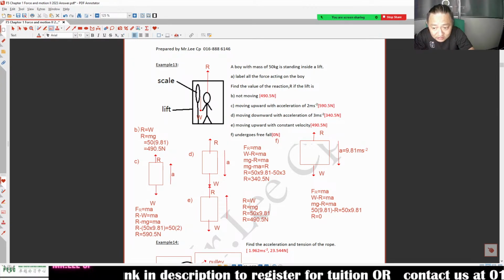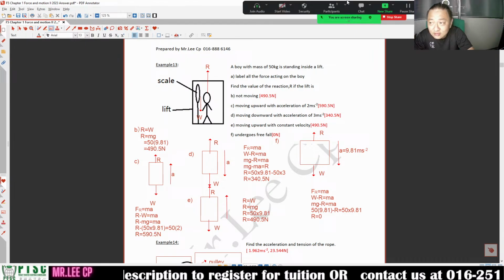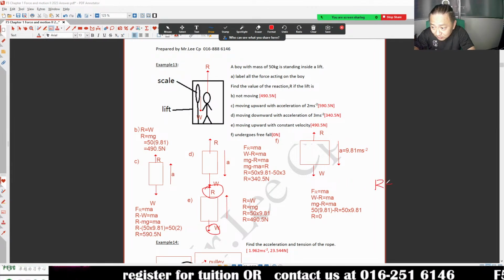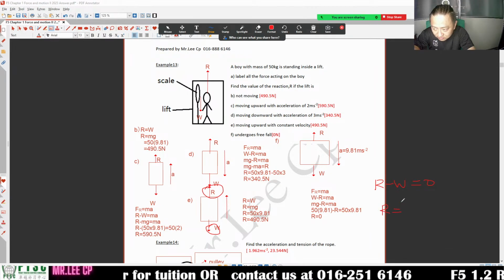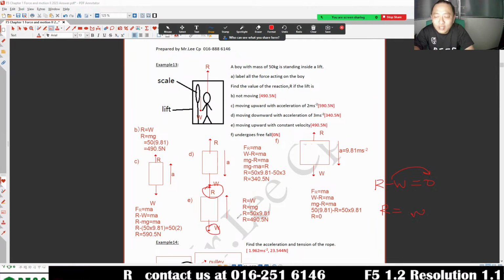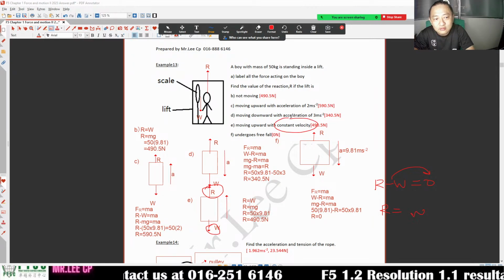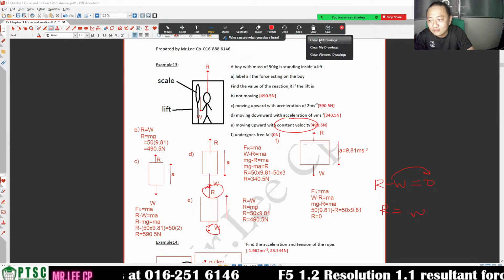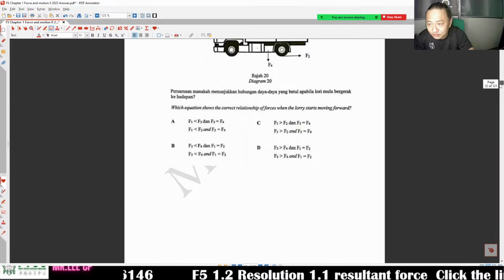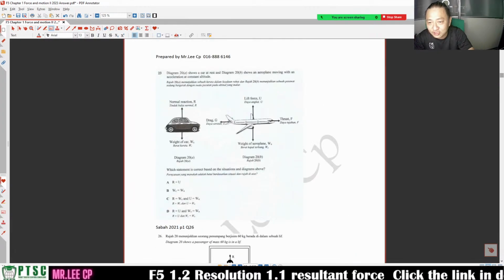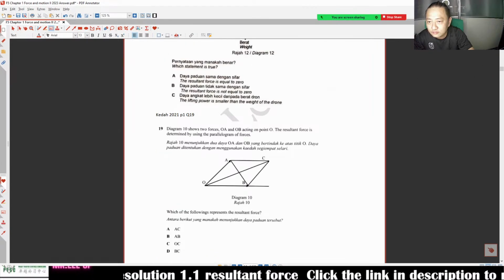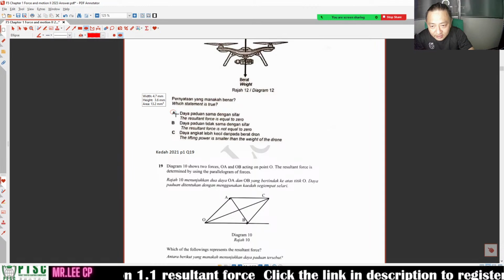This one minus this one is equal to 0. If I say R minus W is the net force, R minus W is equal to 0, which means R is equal to W. Why is R equal to W? Because of equilibrium. Why equilibrium? Because of constant velocity. Do you get what I mean? Most of you got it correct. Okay, no problem. So the answer will be A.